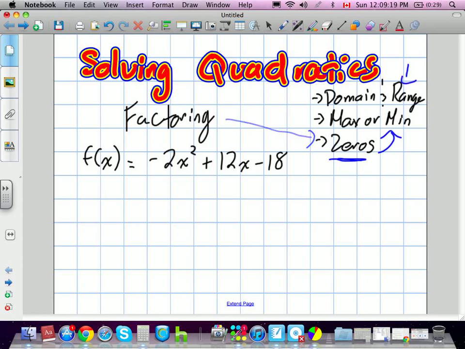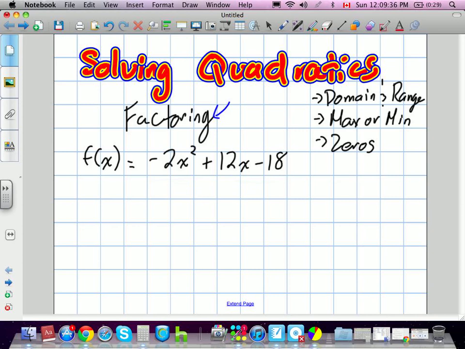Now, in this question, it is going to work, and then we're going to go over two other methods that will always work. The reason we would possibly try factoring first is it tends to be faster once you get good at it. So the very first step to factoring is the greatest common factor. We look for a greatest common factor.